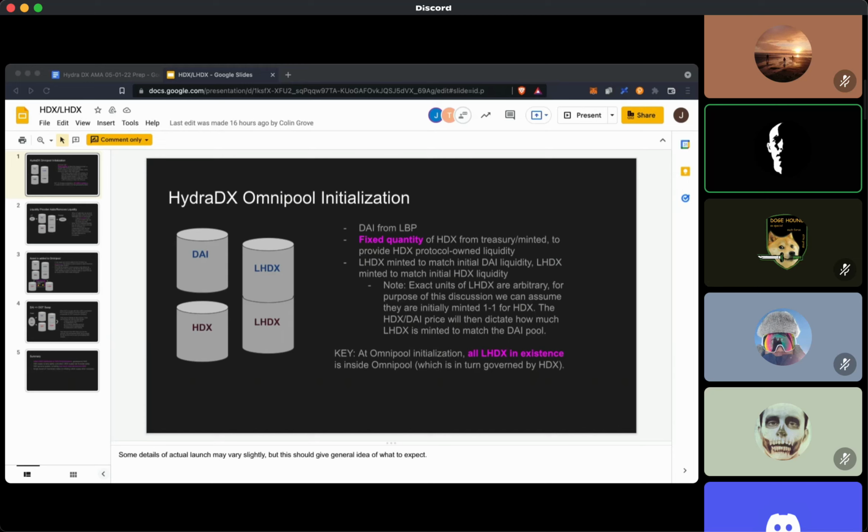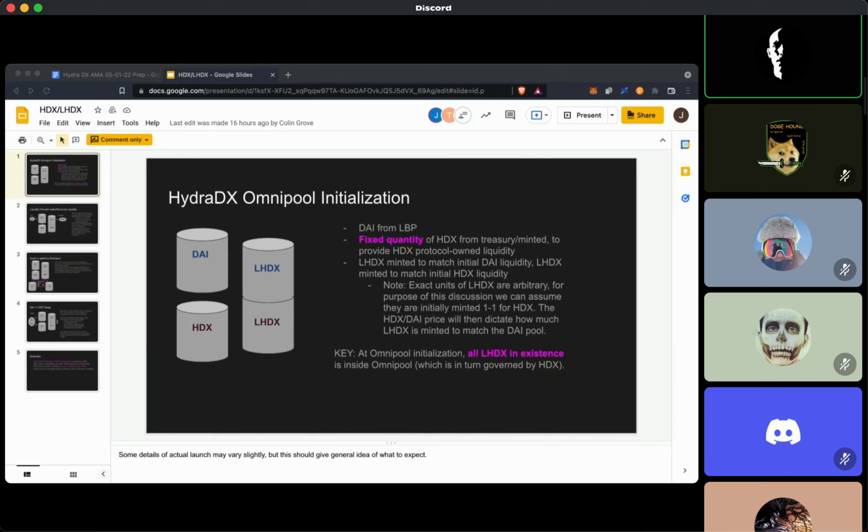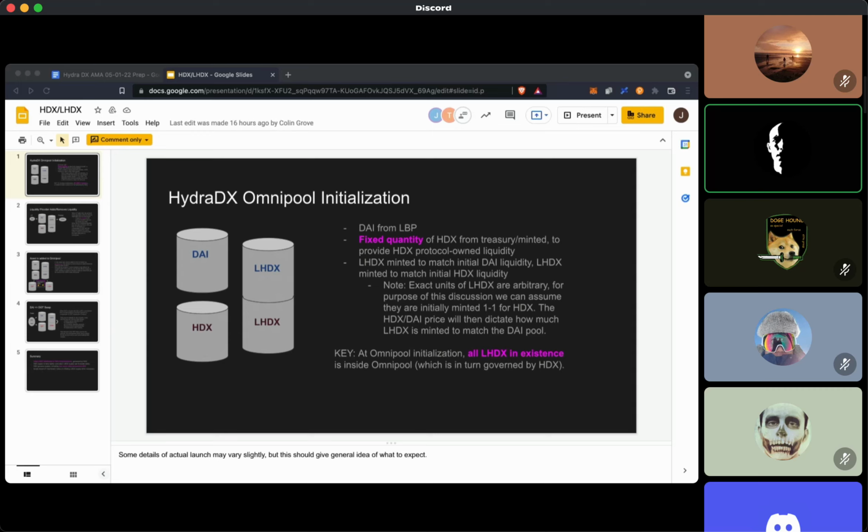Another important thing to understand is that this HDX is going to be minted as a fixed quantity. It probably comes from the liquidity mining allotment, and that's not going to oscillate throughout the life of the Omnipool, whereas LHDX will be minted and burned a fair amount, and the supply of LHDX can oscillate quite dramatically throughout the life of the Omnipool. So if we want to go to the next slide, we'll get into that.